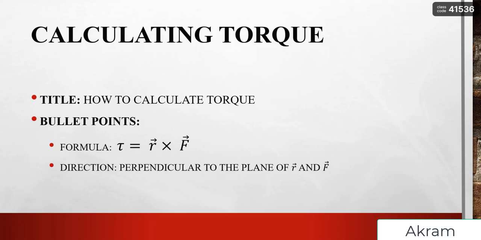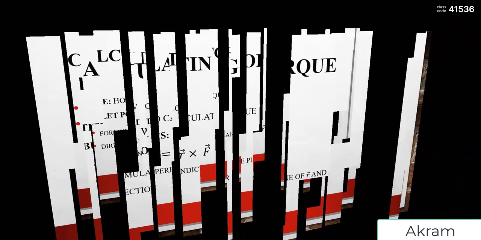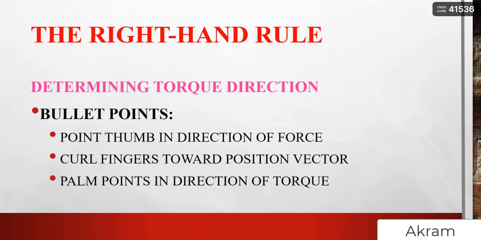The right-hand rule: determining torque direction. Point your thumb in the direction of the force. Curl your fingers toward the position vector. Your palm points in the direction of the torque.